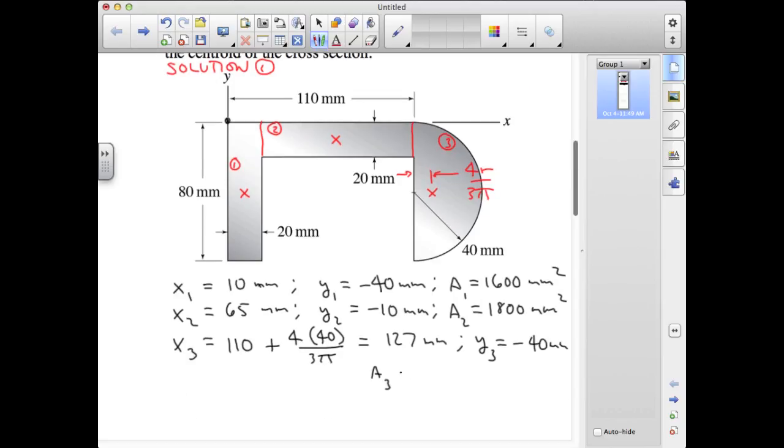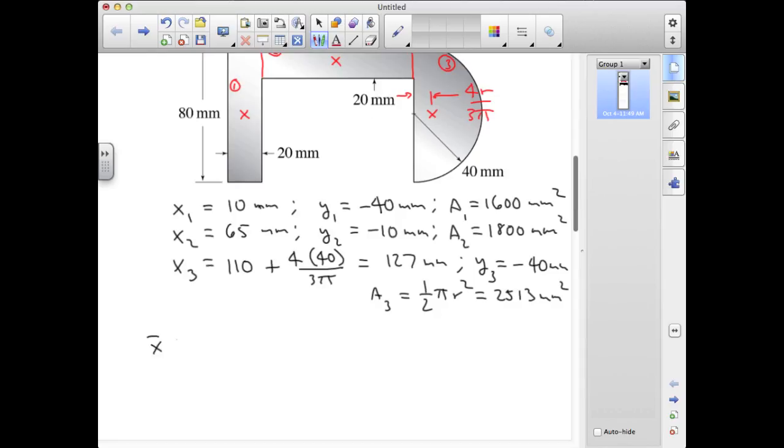And its area is just half that of a full circle. And for r equals 40 millimeters, this turns out to be equal to 2513 millimeters squared. So now the center of the whole section is just the area weighted average of these individual components. So I could write it as A1 x1 plus A2 x2 plus A3 x3 over the sum of the areas. And if we plug in those numbers, we have 1600 millimeters squared.